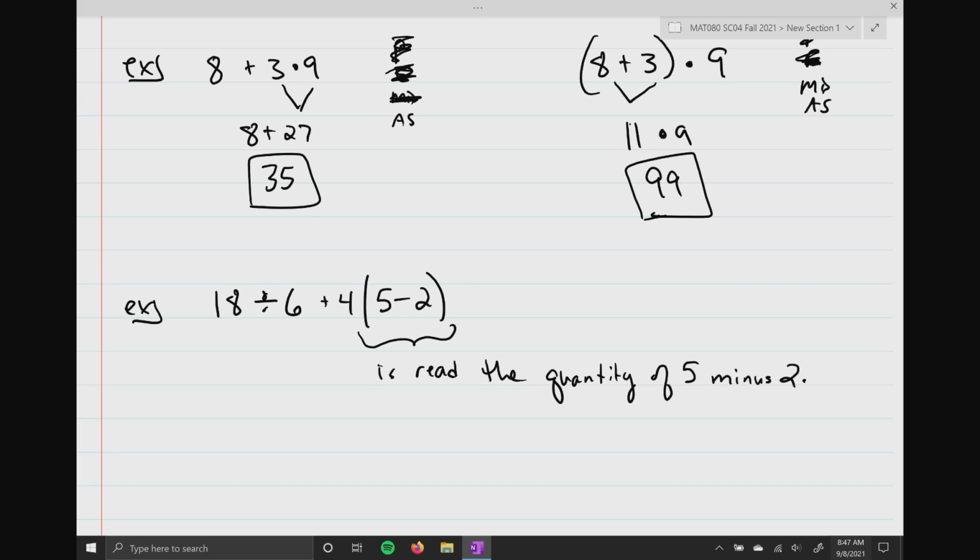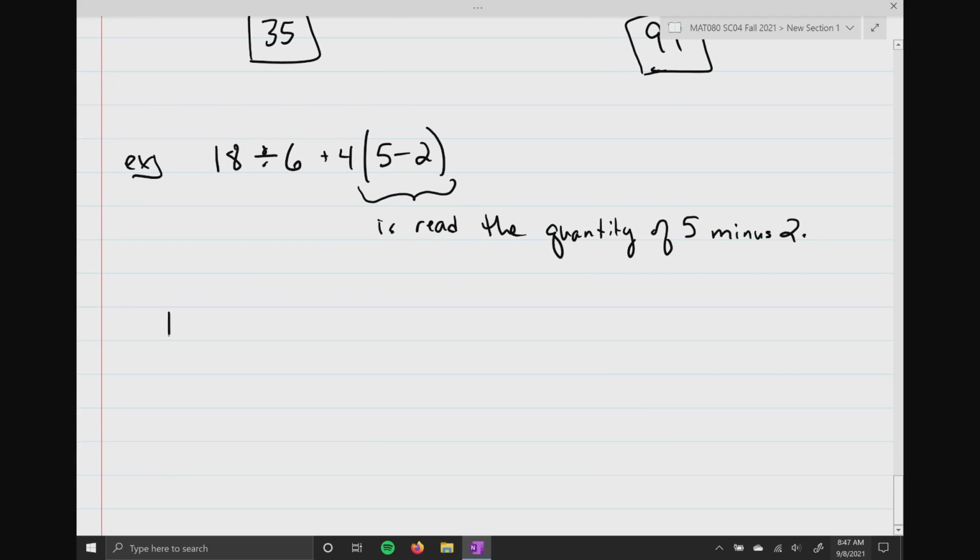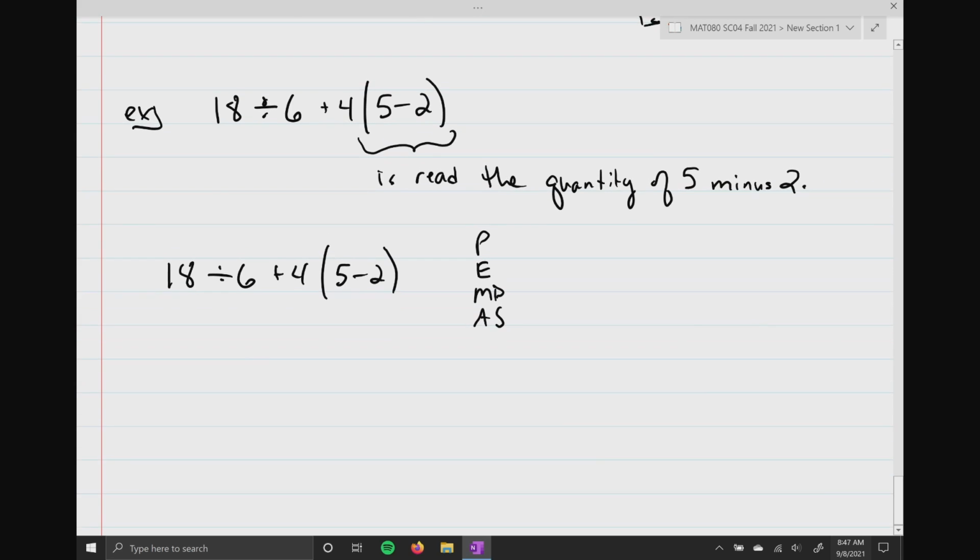So, I'm going to rewrite it so I can write my PEMDAS and keep everything nice and neat. All right. Do we see parentheses? Yes or no? I agree. 5 minus 2. Notice I write everything else exactly how it looks. Except the 5 minus 2 is going to be 3. Now all my parentheses are gone.